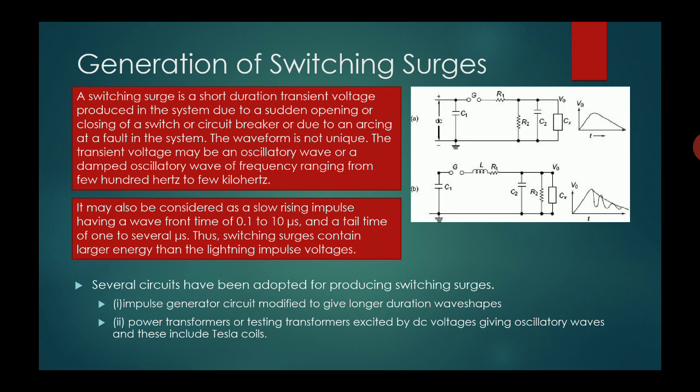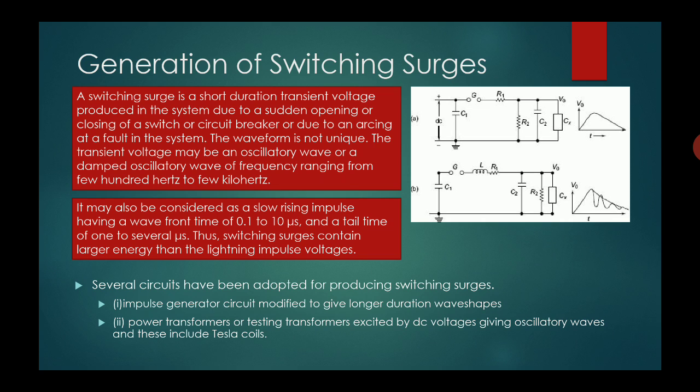Next topic is generation of switching surges. Now what are these switching surges? A switching surge is a short duration transient voltage produced in the system due to sudden opening or closing of a switch or circuit breaker, or due to an arcing fault in the system. The waveform is not unique. The transient voltage may be an oscillatory wave or a damped oscillation wave with frequency ranging from a few hundred hertz to a few kilohertz.